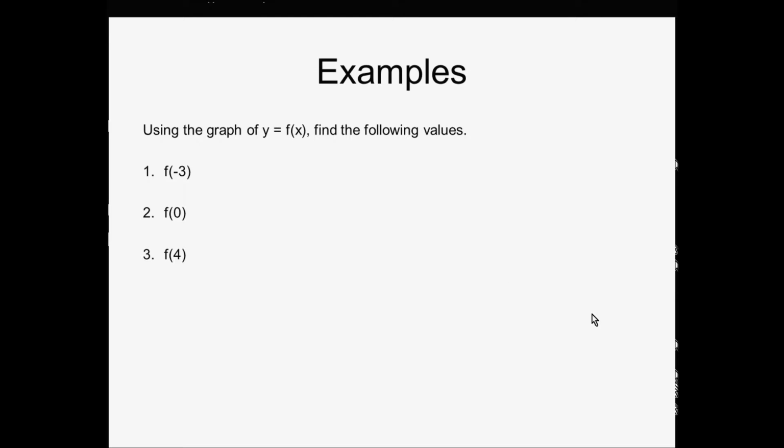So using the graph of y equals f of x, which is going to be in the next slide, find the following values: f of negative 3, f of 0, f of 4. So the graph is going to be drawn on the next slide. Remember, for functional notation, these values in the parentheses are x values. We're looking for the y values that go with those x values.